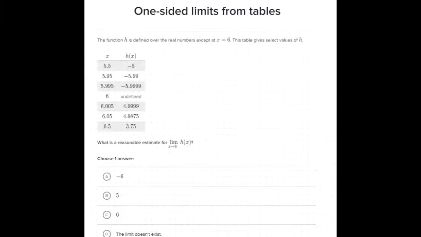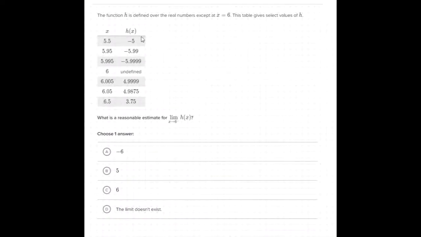For this one, the function h is defined over the real numbers except at x equals 6. This table gives select values of h. What is a reasonable estimate for the limit of h of x as x approaches 6 from the left? You might not be able to see it, but it has a minus sign, so this is from the left. Some people might be confused because this table goes up and down, and they don't see left or right. This is just another way to rewrite it. This might seem simple to some, but difficult for others.